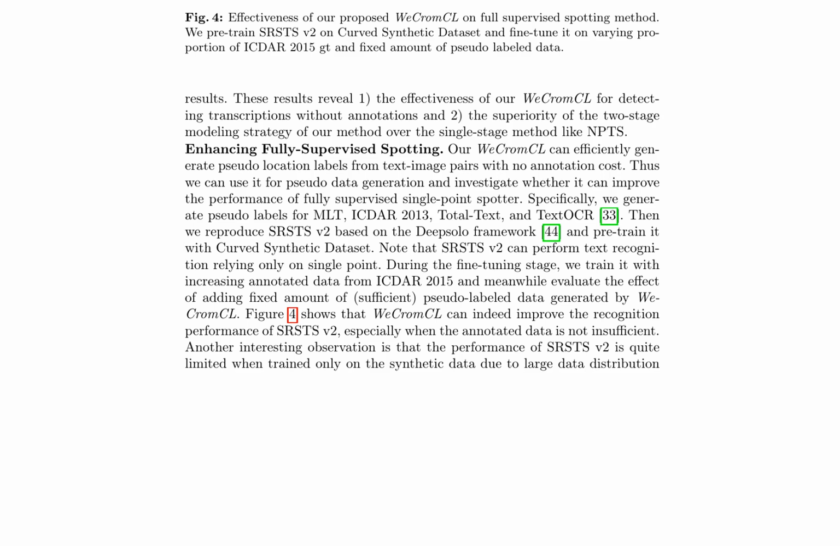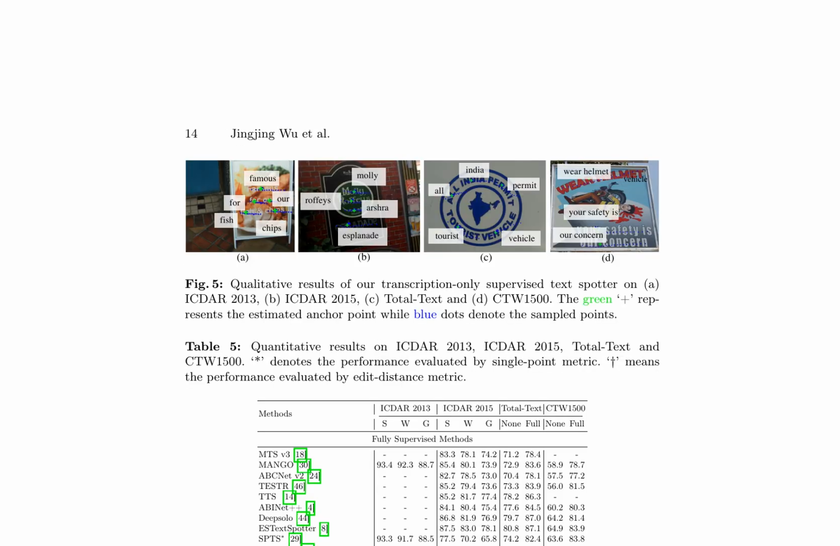Furthermore, the results imply that the quality of pseudo-labeled data significantly impacts recognition performance, emphasizing the importance of generating high-quality pseudo-labels. The analysis presented focuses on transcription-only supervised text spotting methods, particularly the author's optimized system, WeCromCL plus SRSTSA. Figure 5 visualizes the performance on ICDAR 2013, ICDAR 2015, Total-Text, and CTW1500 datasets, with green plus symbols representing estimated anchor points and blue dots denoting sampled points.